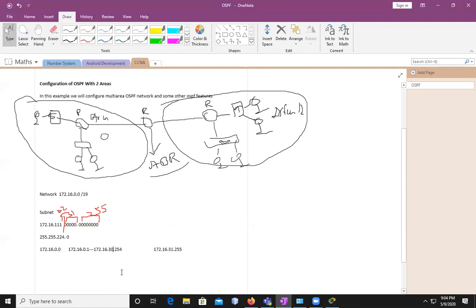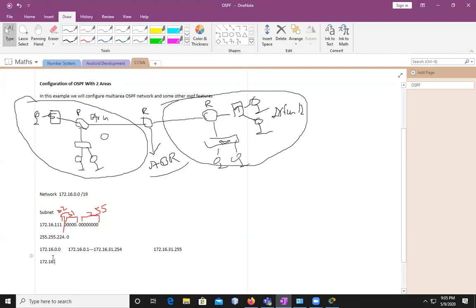30 and 30 will be 31.254, but here the third octet will be 31.254. This number will stay as it is, just this number will be less. In the last class we also made this mistake. That should be the third octet number. It will not change. The number in the last octet is the one that will change.